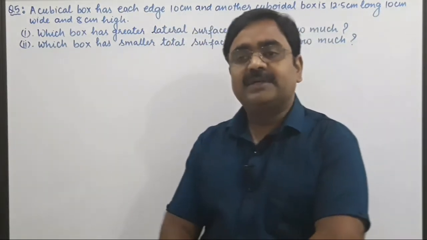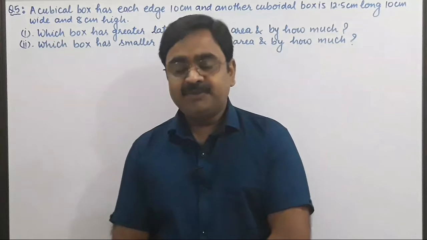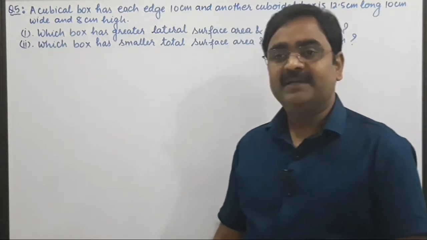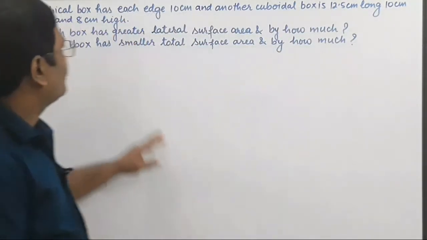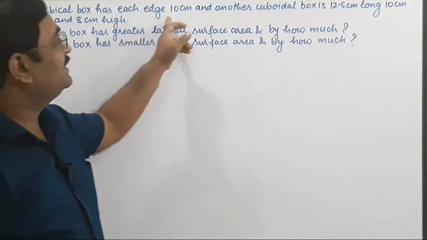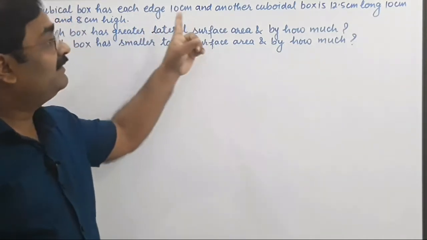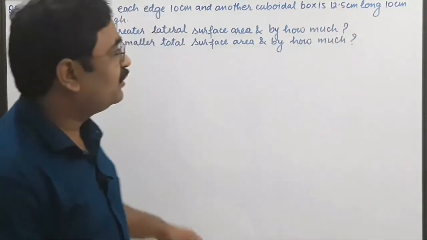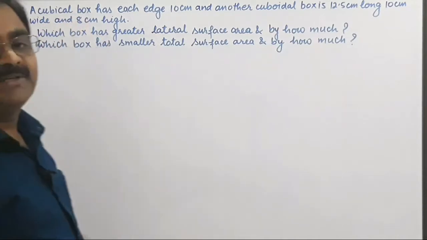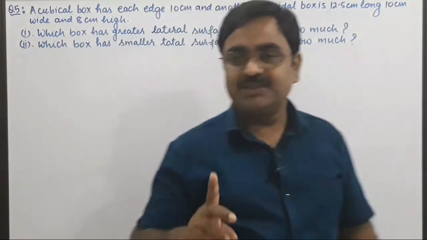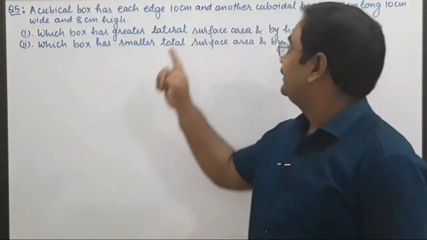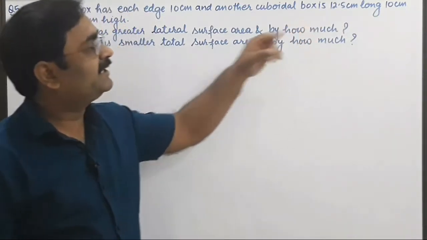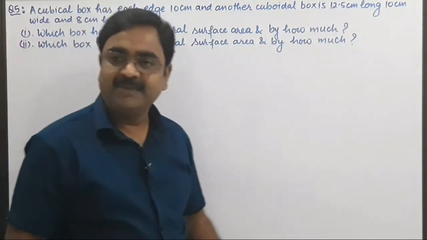Today we are going to discuss the class 9th mathematics chapter surface areas and volumes exercise 13.1 question number 5. In this question it is given that a cubical box has side 10 centimeter and another cuboidal box is 12.5 centimeter long, 10 centimeter wide and 8 centimeter high. There are two boxes, one is cubical of side 10 centimeter, second is cuboidal of 12.5 centimeter by 10 centimeter by 8 centimeter, right?